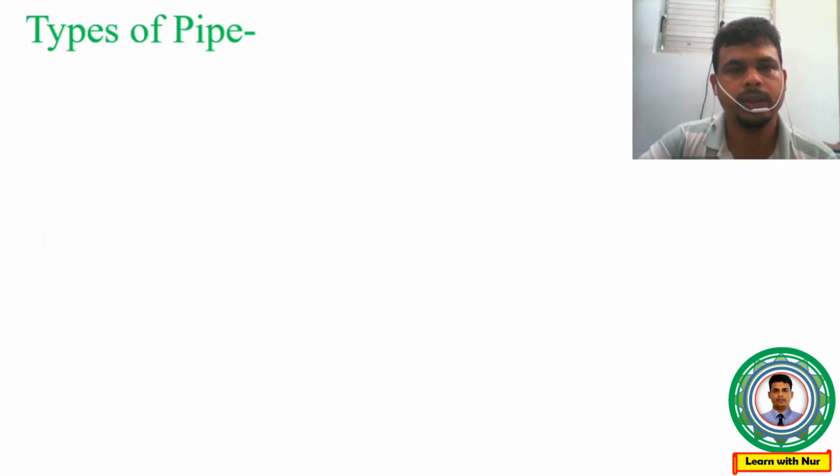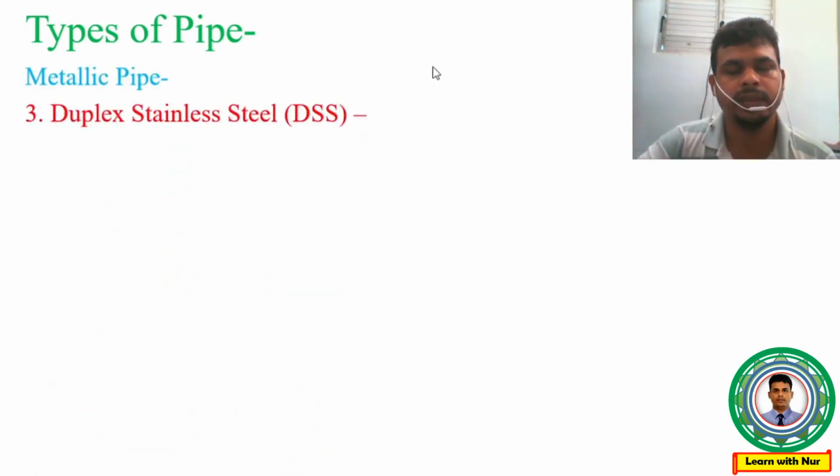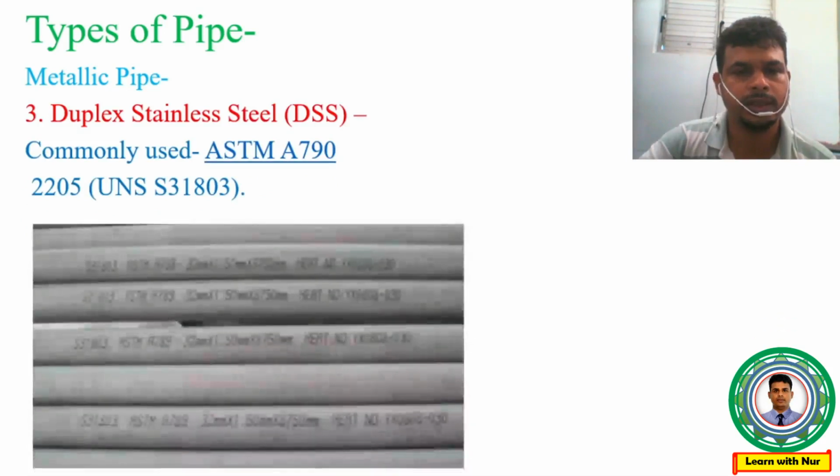Then you go to the next, the duplex stainless steel pipe. Short form is DSS. You see the DSS commonly uses ASTM A790 2205 UNS S31803. You see in the photos, the writing has S31803. If you see this type of writing and ASTM A789, you will be able to understand this is a DSS pipe.